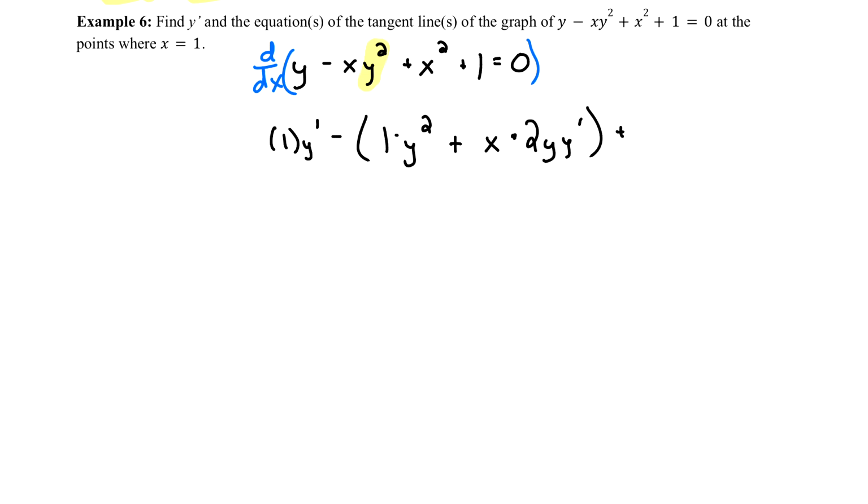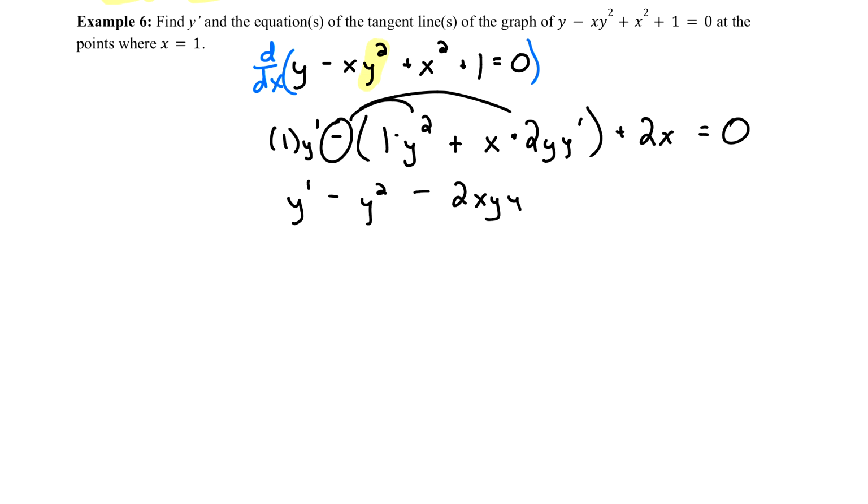The derivative of x squared is 2x, 1 is a constant so its derivative is 0, and the derivative of the right-hand side is also 0. So I'm going to clean up that left-hand side first. I'll have y prime minus, first I'll have 1 times y squared, that's just going to be y squared. I'm taking this minus sign and distributing that to my second term as well, so that's going to be minus. I'm going to reorder my terms here. I'm just going to rewrite this as 2xy times y prime. All I did was switch the 2 and the x. But then I can keep going, plus 2x is equal to 0.